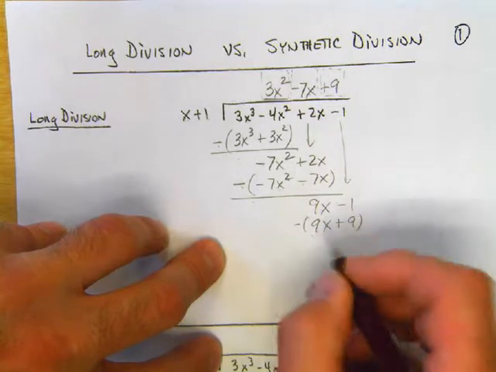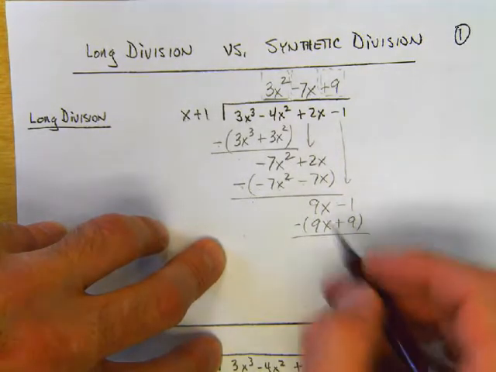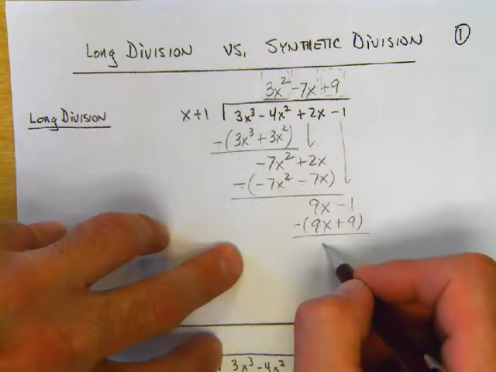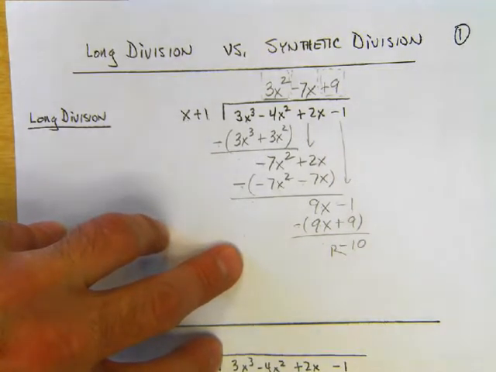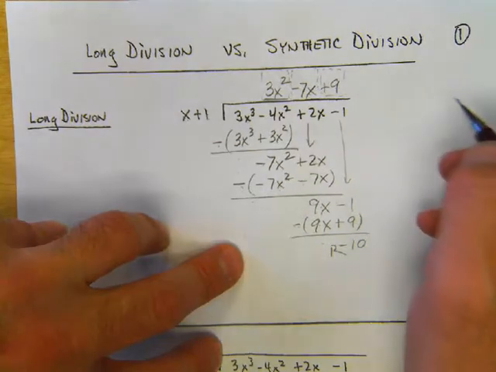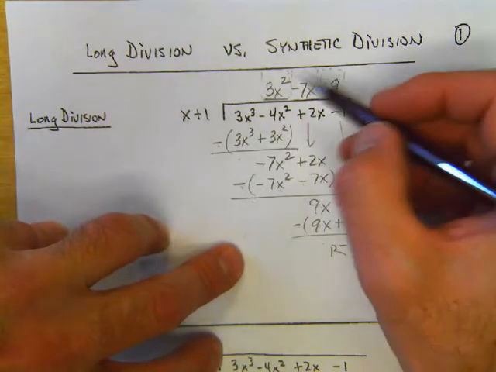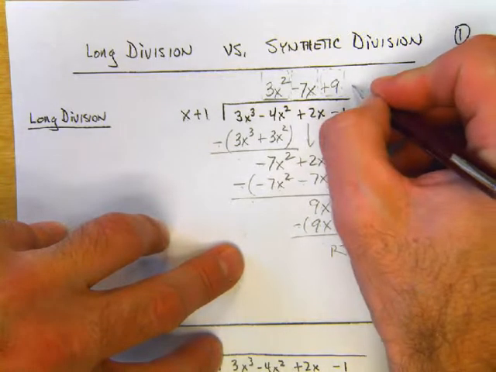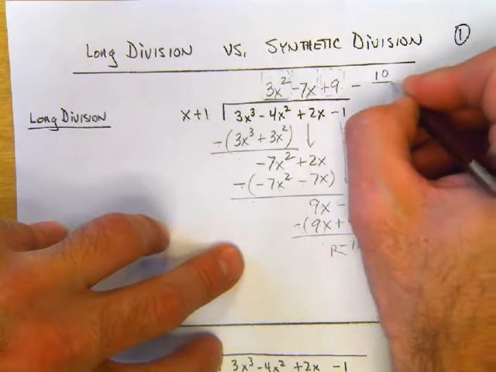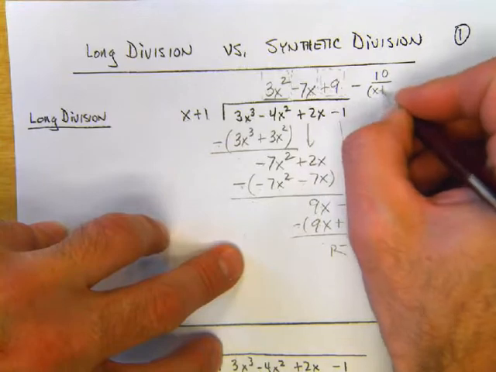In parentheses, subtract. 9x minus 9x is 0. Negative 1 minus 9 is negative 10. That's the remainder. So our answer when we divide is 3x squared minus 7x plus 9 minus 10 over x plus 1.